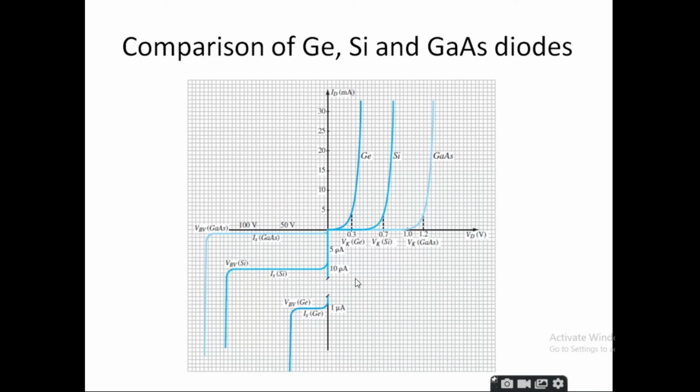You can see from this figure itself how the characteristics vary for the three materials, germanium, silicon, and gallium arsenide. You may also look at the reverse current. The germanium has the highest reverse saturation current. Silicon has a lower reverse saturation current as compared to germanium, whereas gallium arsenide has the lowest reverse saturation current.